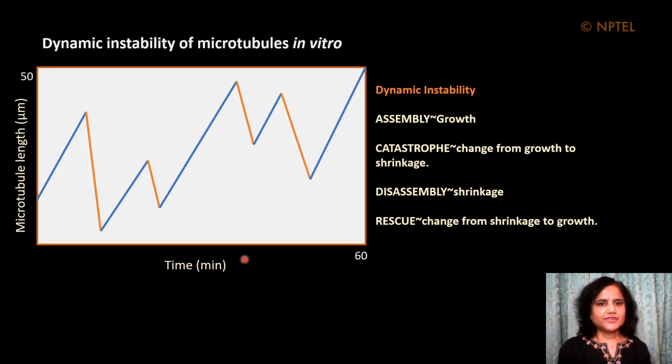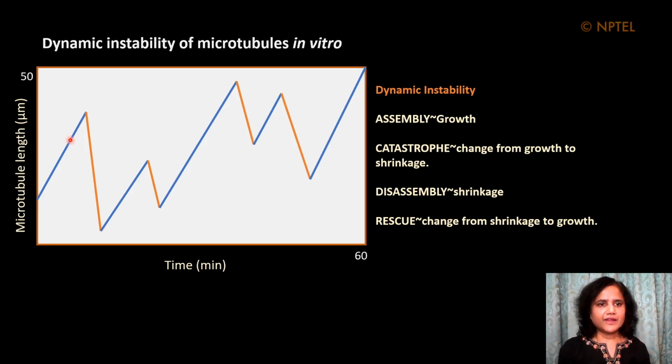So the same microtubule can go through 4 different stages or events that you can see in this graph. One of them is assembly or growth, depicted by the slanted blue line over here. This is when the microtubule end is growing. It is acquiring more subunits, adding them and growing in length.